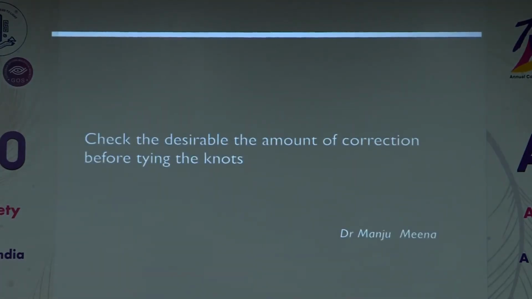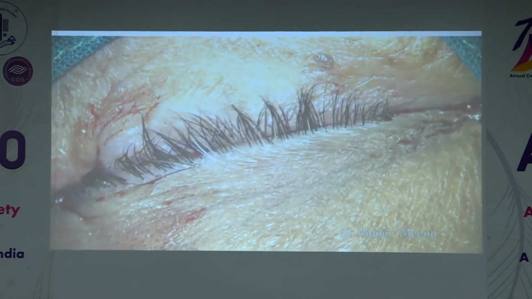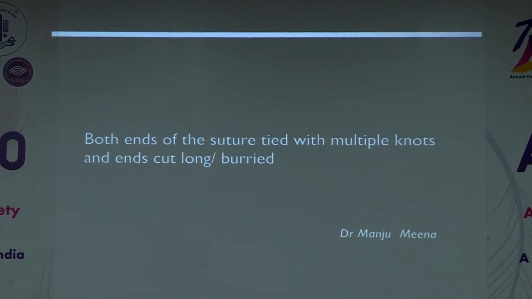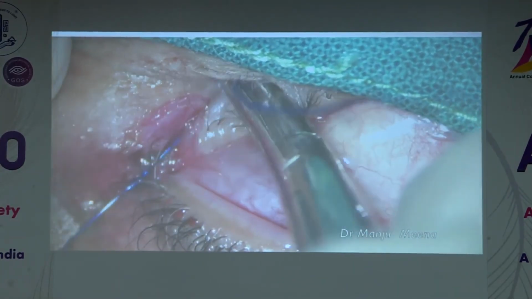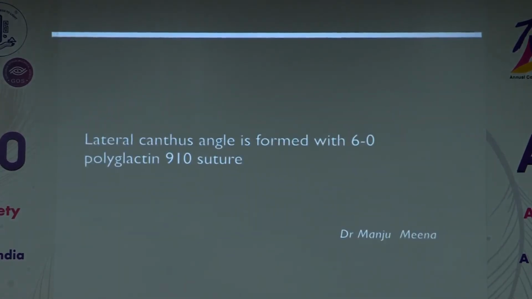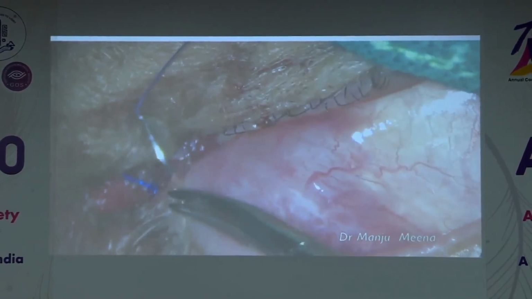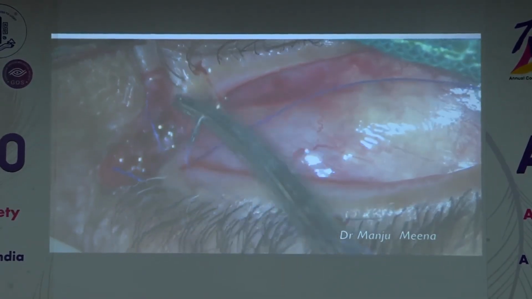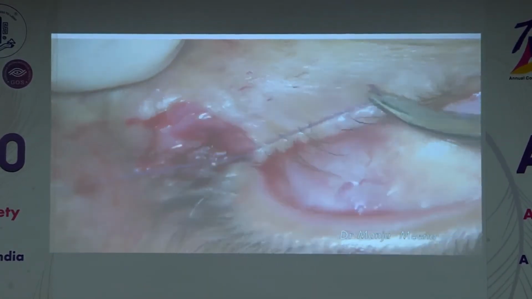Once the amount of correction is titrated on table, you can tie the suture with multiple knots because it's a monofilament suture. We want a secure knot here. And then the ends are cut long and buried. So you can pass it through the surrounding tissue and then cut, or you can overlap the orbicularis muscle over it. Lateral canthus angle formation is very important.